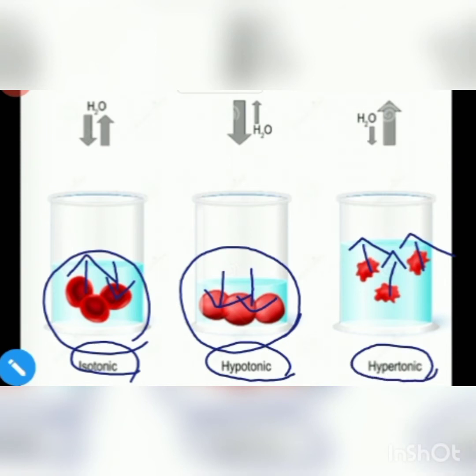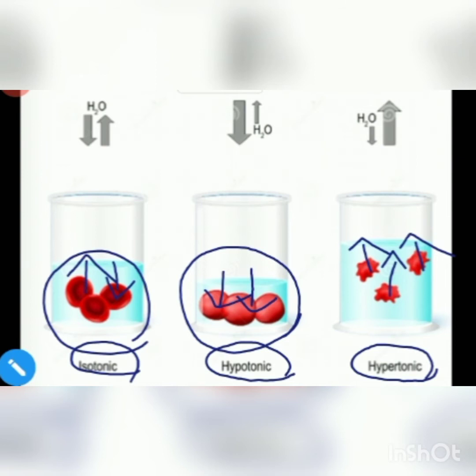And in a hypertonic solution, what will happen? A lot of water will be lost into the solution, as a result of which the cell will start to shrink. The cell will shrink because the concentration of water is higher inside the cell. So, water will move from inside the cell to the outside, and the cell will start to shrink. Now, osmosis is a special case of diffusion occurring through a selectively permeable membrane. And you know that in animal cells there is only a plasma membrane.